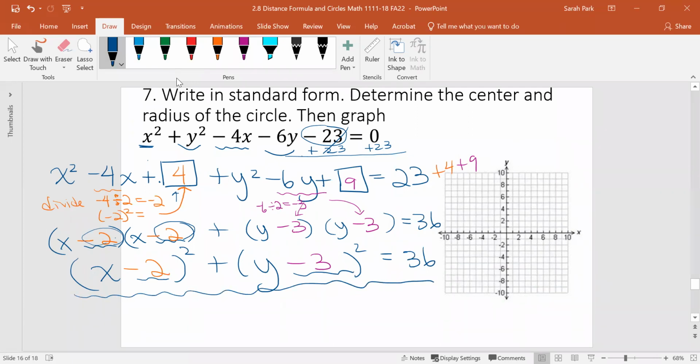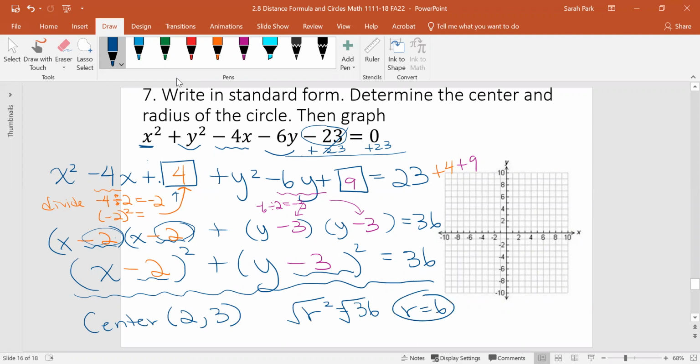And now you can see what our center is. Our x value is positive 2. The y value is positive 3. With the radius, the radius squared is 36. So if we take the square root of both sides, we get a radius of 6. Okay, we're just going to graph that 2, 3 and go up 6, and then to the right 6, to the left 6, down 6. And so our center value at 2, 3 with radius 6.